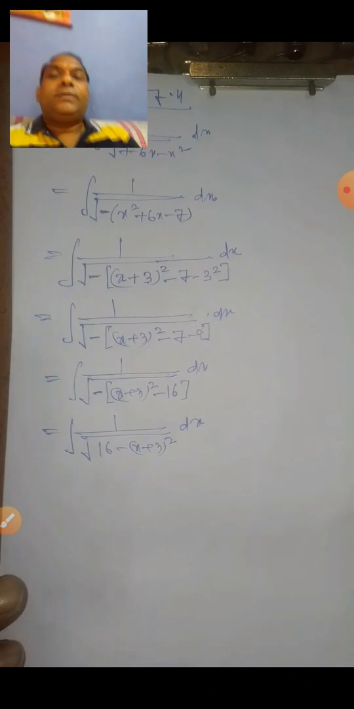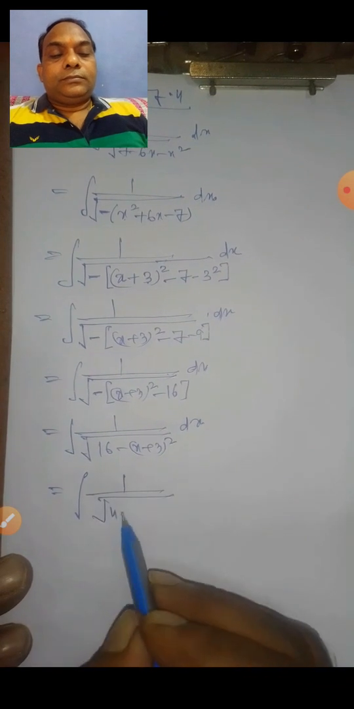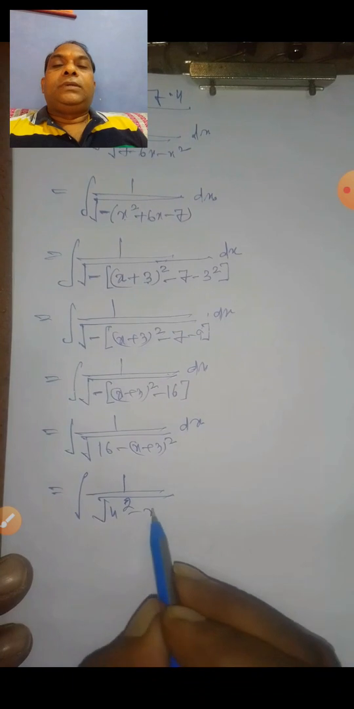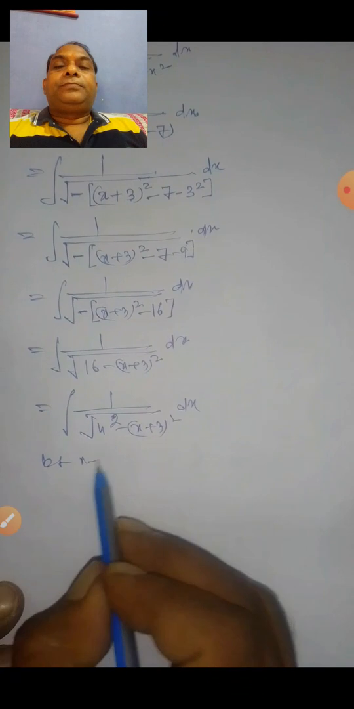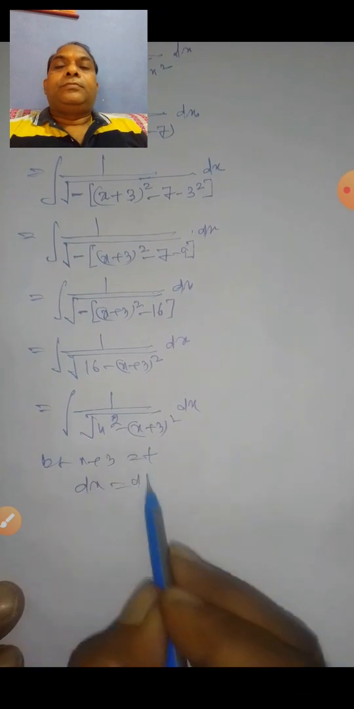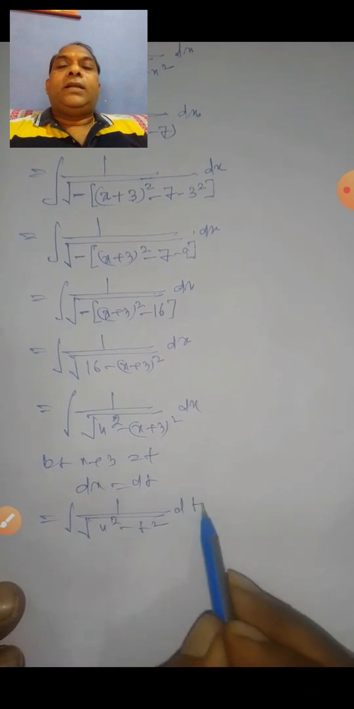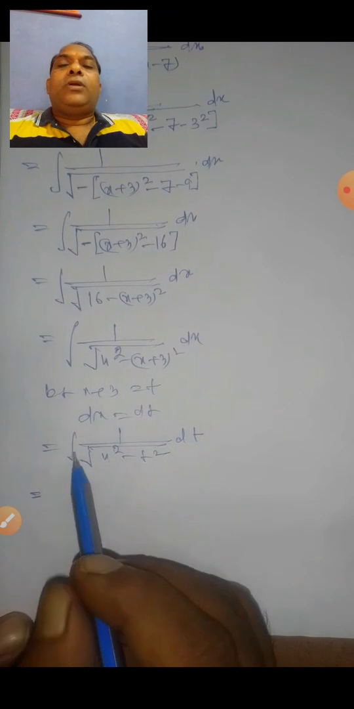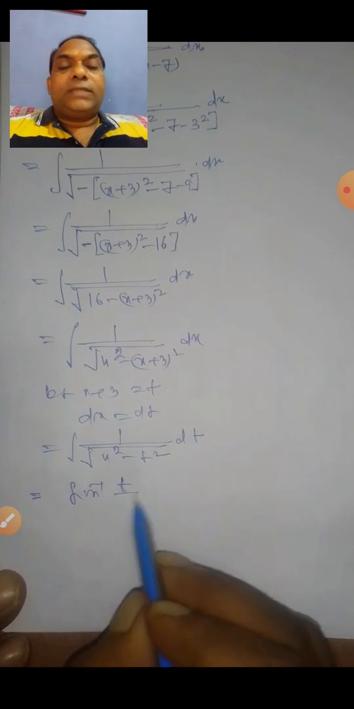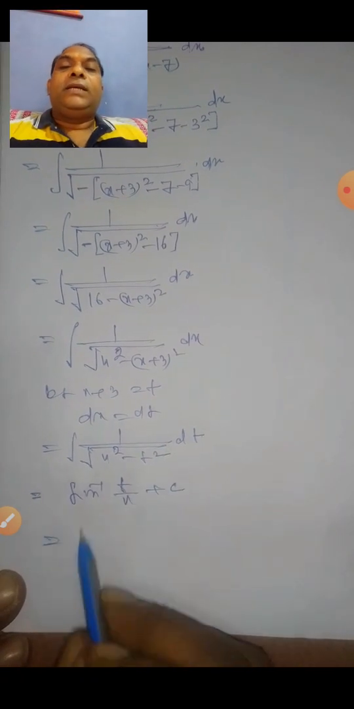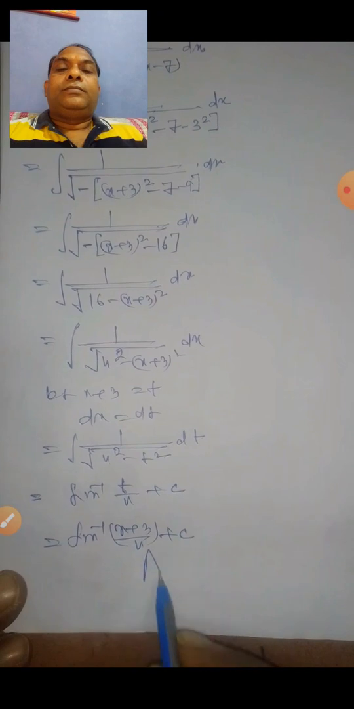Now let x plus 3 is equal to t. Then dx is equal to dt, then this will be root of 4 square minus t square. Now use the formula integration 1 upon root a square minus x square, which will be equal to sine inverse of t upon 4 plus c. Now put the value of t, then you have the answer. Clear?